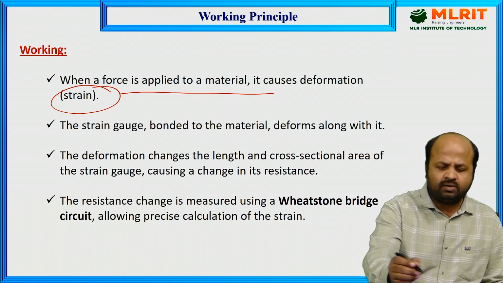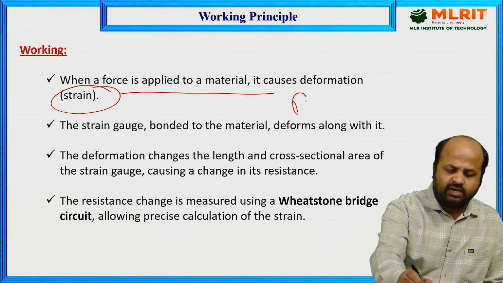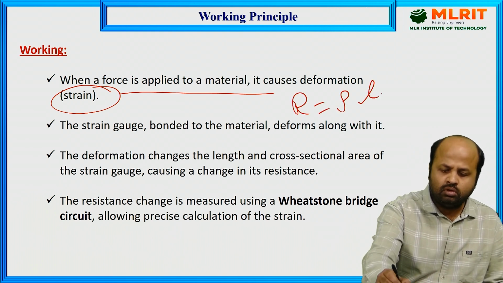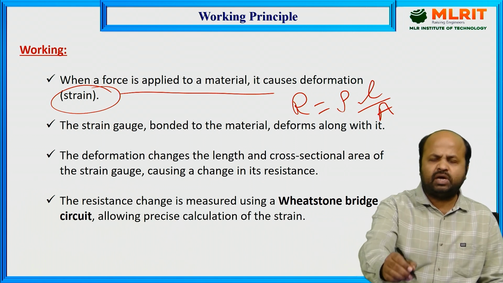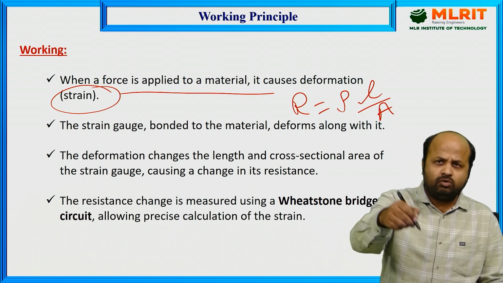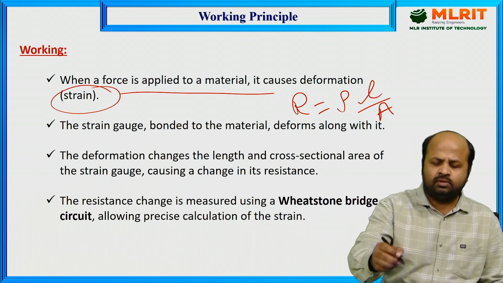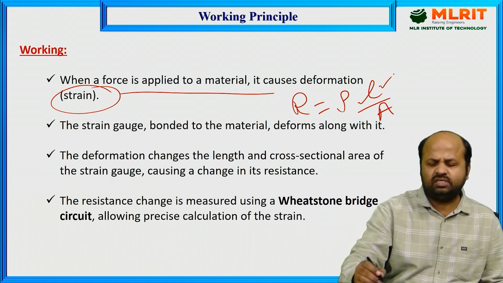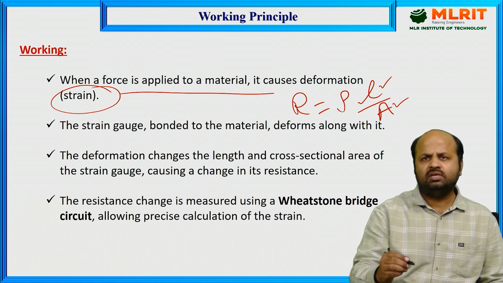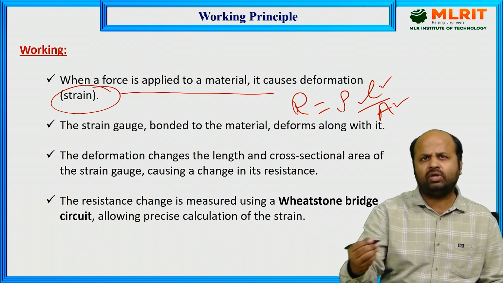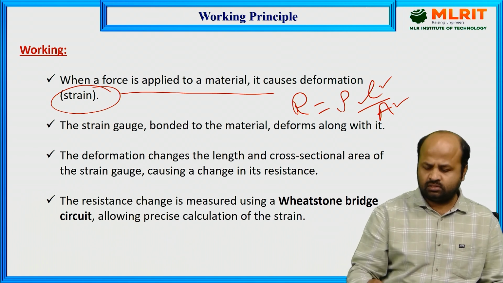As we know that R equals rho L by A. So the resistance of a wire is given by rho L by A. Whenever you apply some strain or force, the length of the wire changes and the cross-sectional area of the wire changes, due to which there is a change in resistance. So in this way, the strain gauge works.